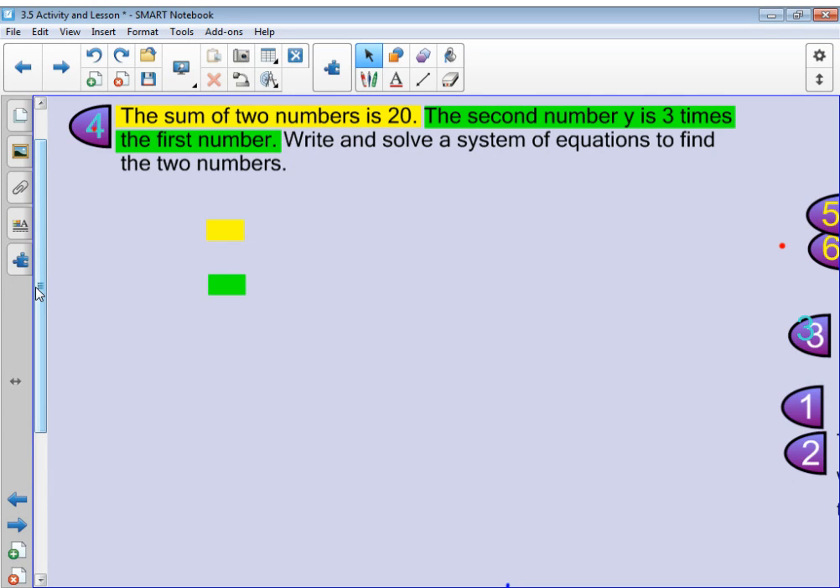So you're going to solve for x and for y. So go ahead and write out your equations and then solve for x and y. You can pause your video now and then check back when you're finished to make sure that you have your answers correct.